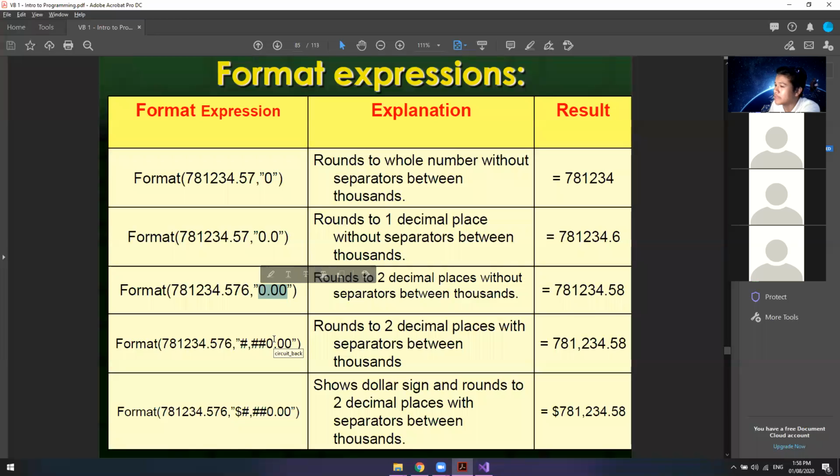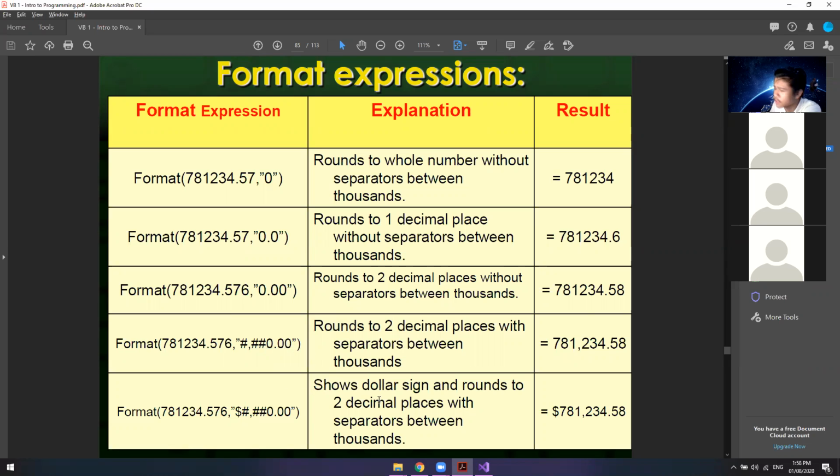Kung gusto nyo naman yung may separator in thousands, like this one, kapansin nyo meron na tayong comma dito, separator in thousands, or between thousands, so you can use this one. So, hashtag, comma, hashtag, hashtag. And then, followed by the 2 decimals, kung ilang decimal yung gusto nyong i-include dun sa sagot.